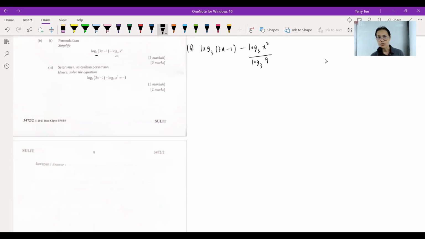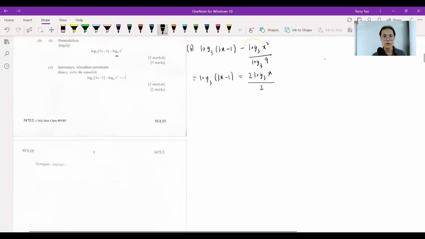Now, why do you change to base 3? Because this is base 3, right? So that we can combine them. Now, next, keep writing this. Log base 3, 3x minus 1. We can bring the power 2 in front, the x power 2. The reason why I bring it in front is because we know log base 3, 9 is just 2.